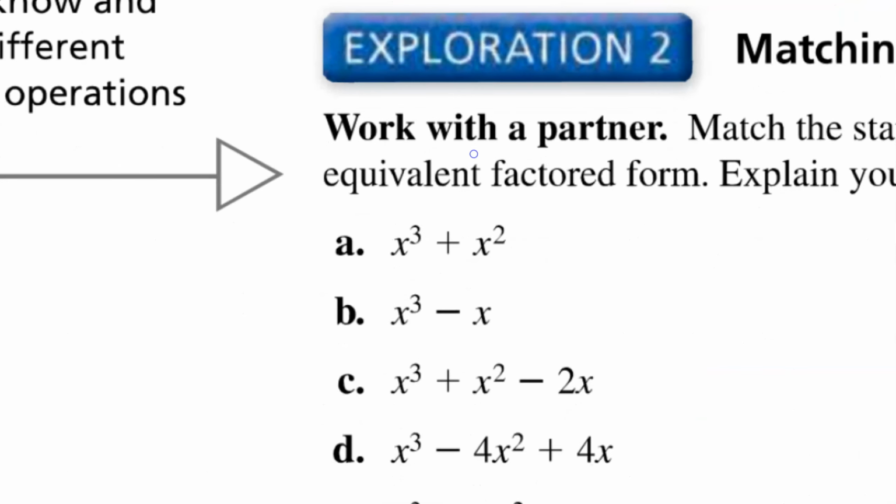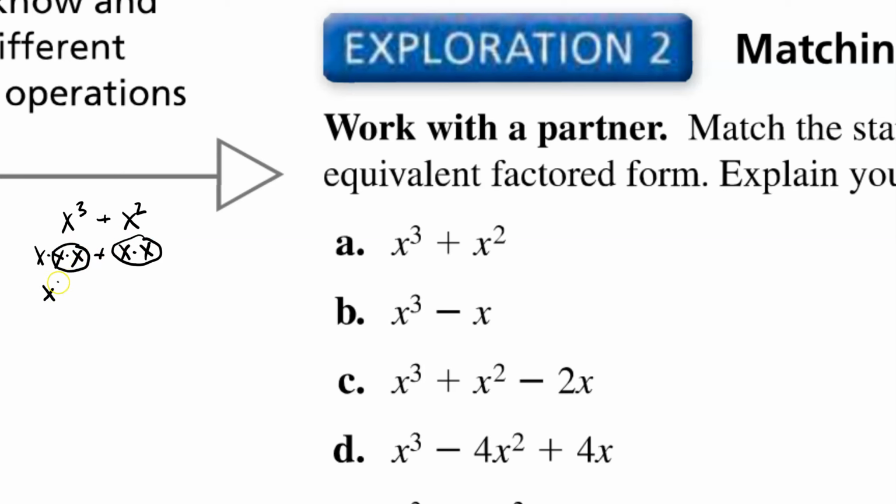So if I look at this first one, x cubed plus x squared, I can rewrite x cubed as x times x times x, and x squared is x times x. And so they both have two x's in them. So I can factor this out.